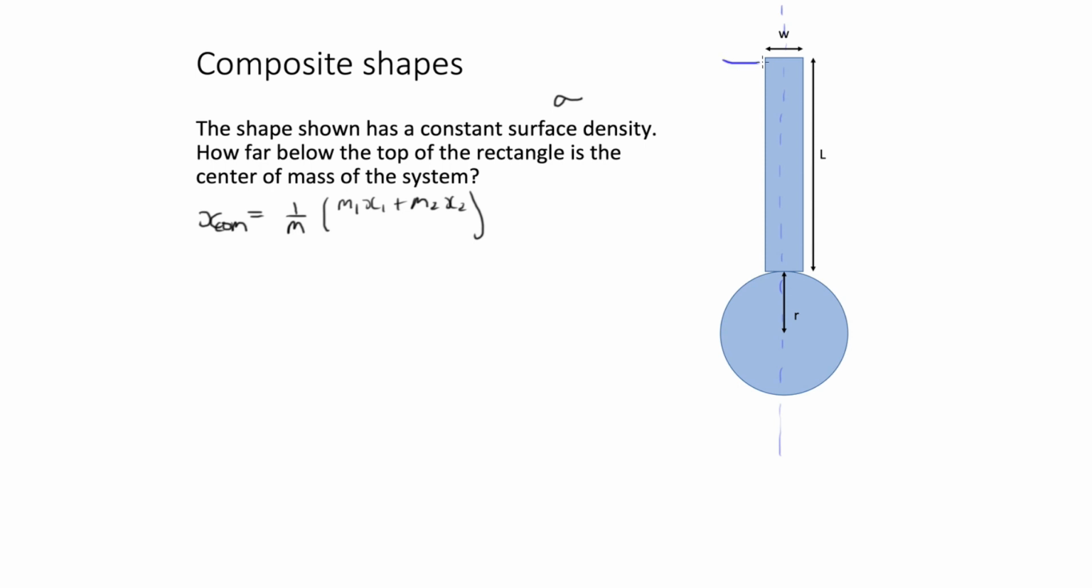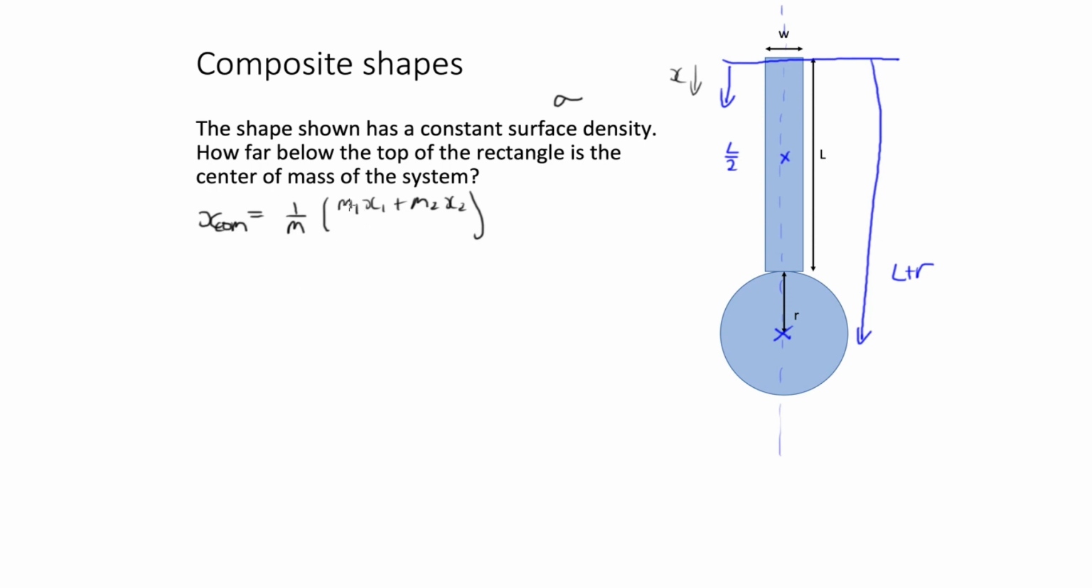So what we need to worry about finding is how far down from this line it is. The center of mass of the rectangle is going to be right in the middle of the rectangle. So it's going to be a height L on 2 away from the top of the rectangle. And the center of mass of the circle is going to be right in the middle of the circle. So from this line up here, there's going to be a distance L plus R. Okay, so it's only asked us to find how far below the top of the rectangle the center of mass is. So let's call this dimension down here the X dimension, and we're trying to find the X center of mass.